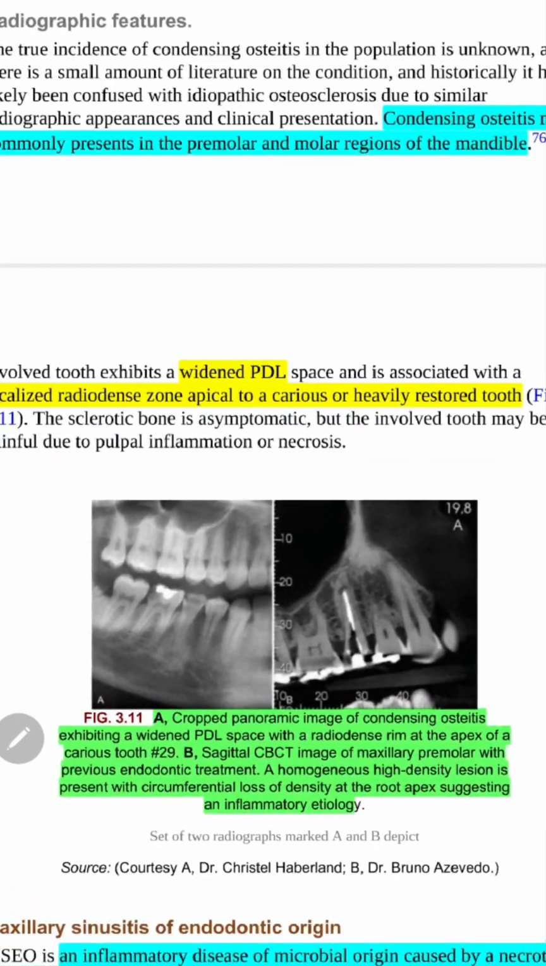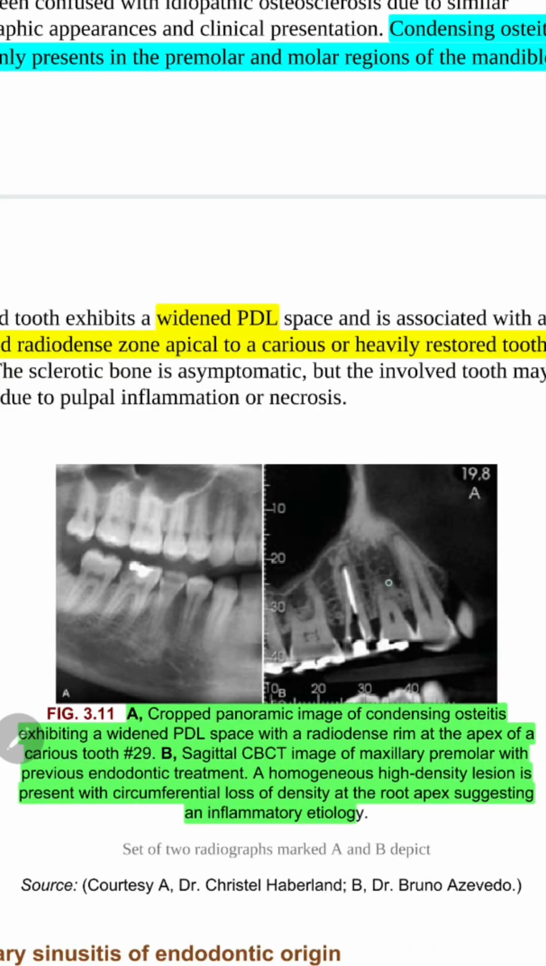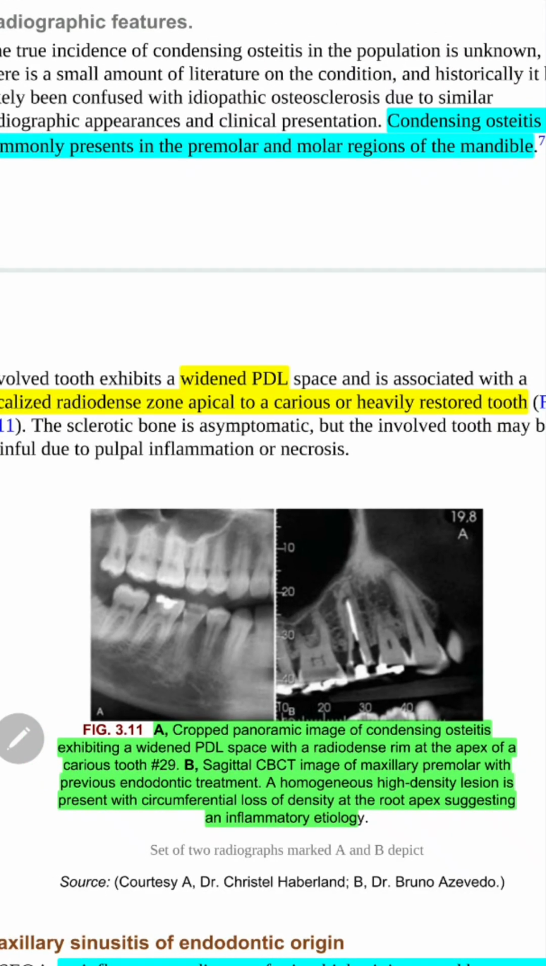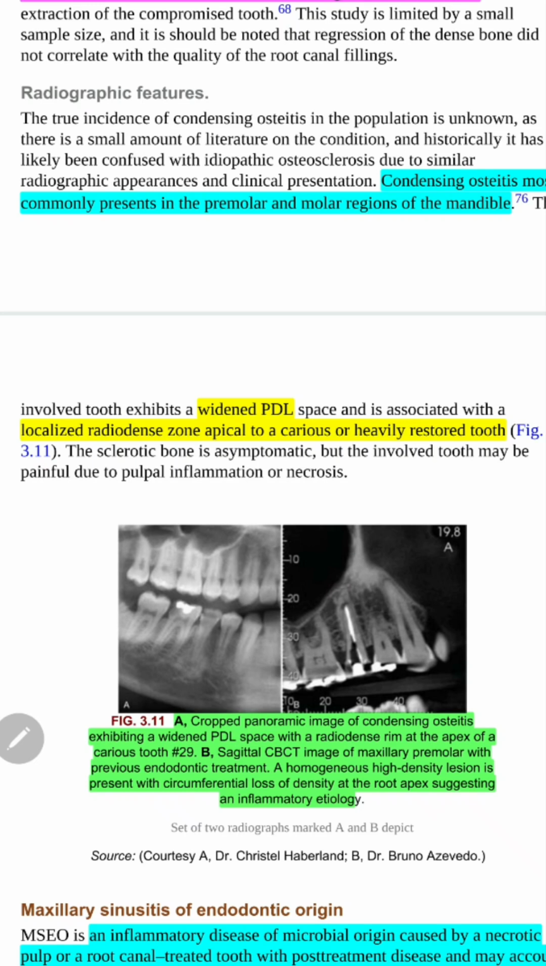Here we can see a widening of the PDL, radiodense at the apex. We can see that it is associated with the premolar in the mandible. So, taking these signs, we came to a conclusion that it was a condensing osteitis. It is usually associated with a tooth that has caries or a heavily restored tooth.